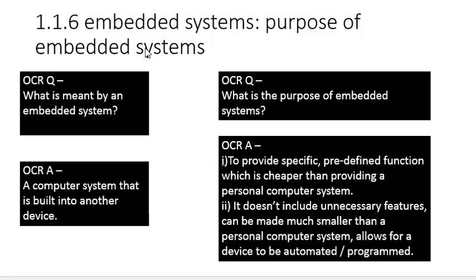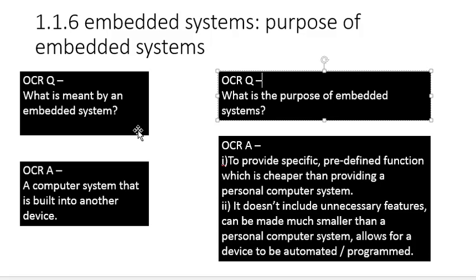Right, embedded systems. What are embedded systems and what is the purpose of them? Actual question: what is meant by an embedded system? Official answer: a computer system that is built into another device and acts as part of a larger complete system. Actual question: what is the purpose of an embedded system? Right, OCR provides two official answers.